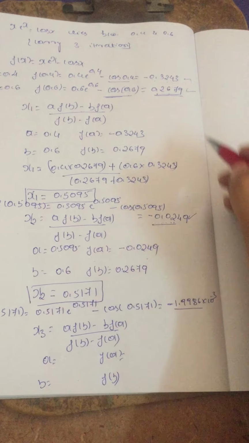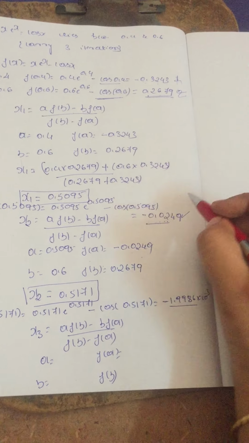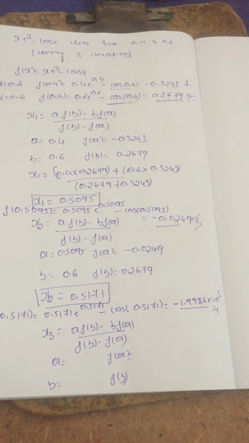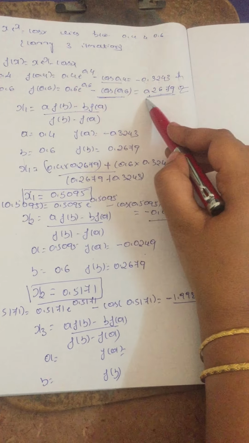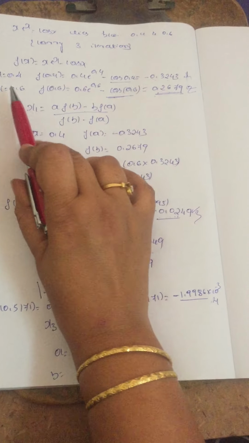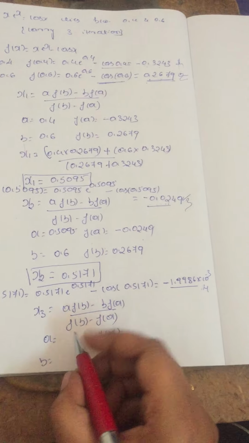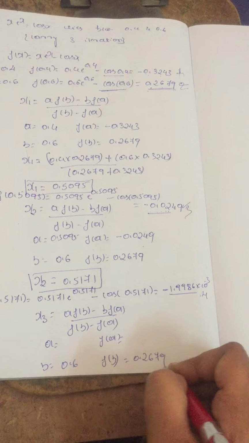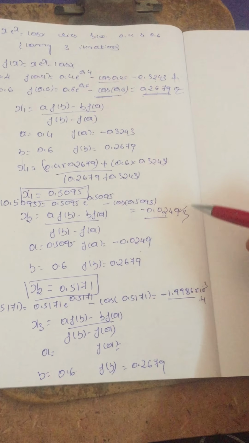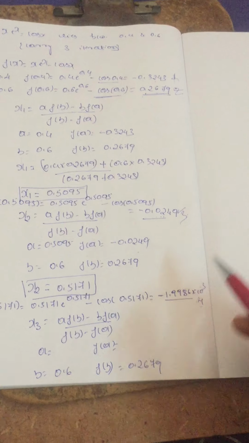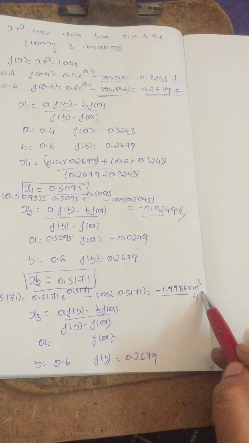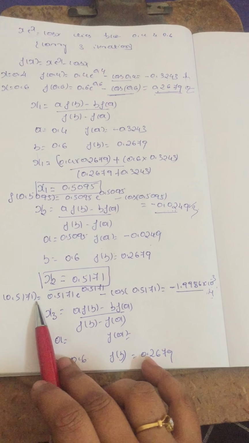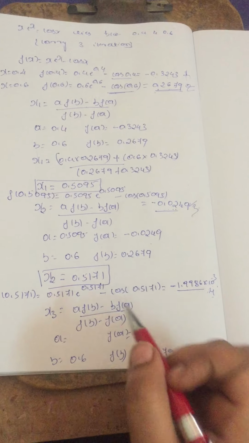So totally we get 4 values, 1, 2, 3, 4. Comparing the 4 values, we choose one positive and also one negative. Comparing the 4 values, 0.2679 is the positive value. So the corresponding x value is 0.6, so b value 0.6, f of b value 0.2679. So of the remaining 3 values, comparing these 3 points, minus 1.9986 into 10 raised to minus 3 is the nearest value. So the corresponding x value is 0.5171, so 0.5171 is considered as the a value.